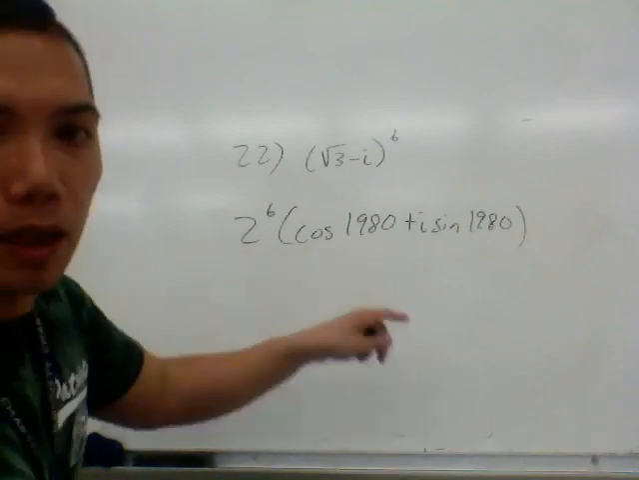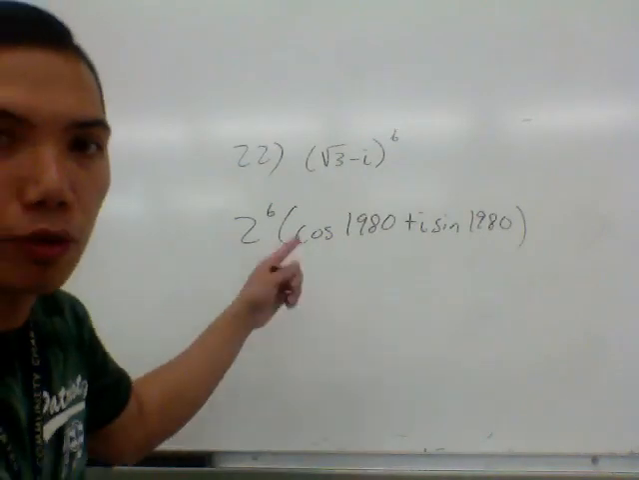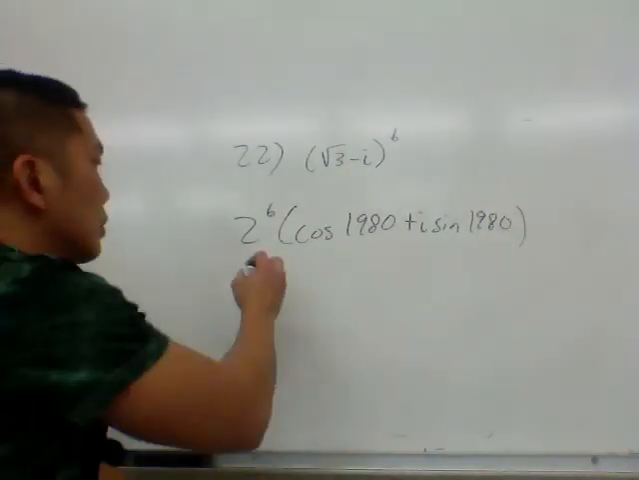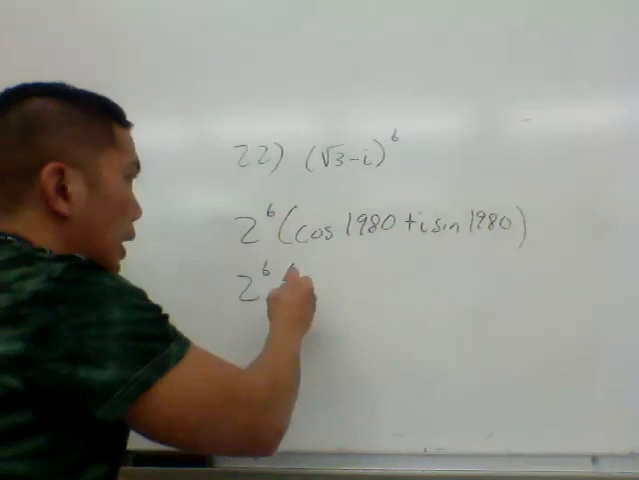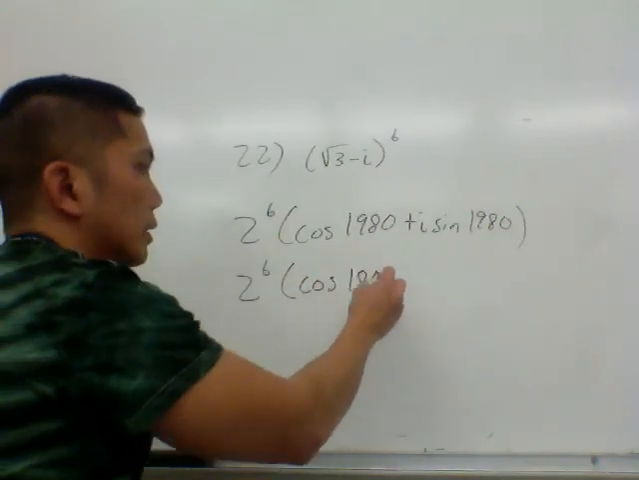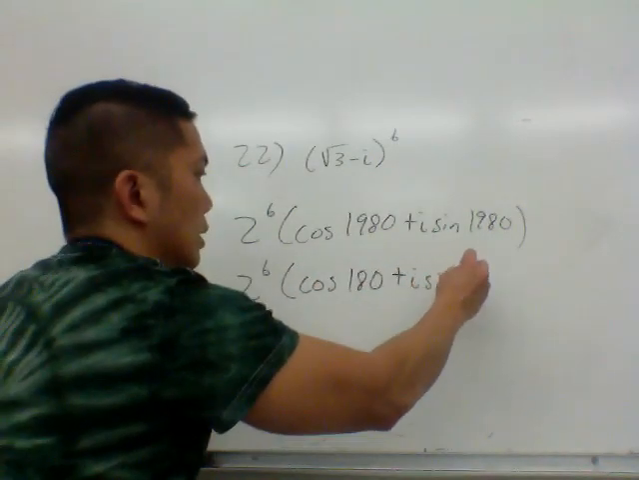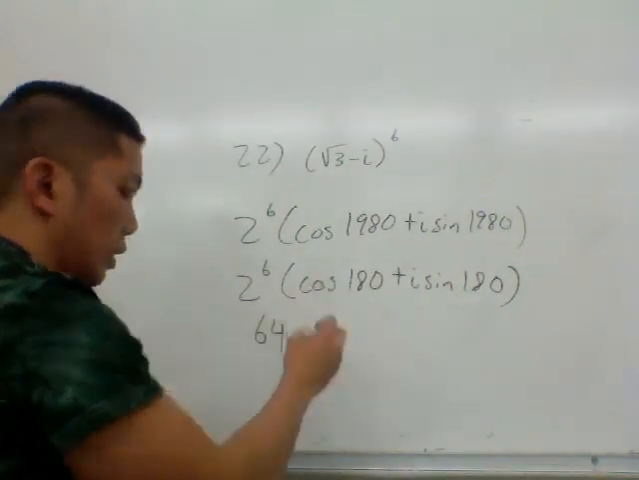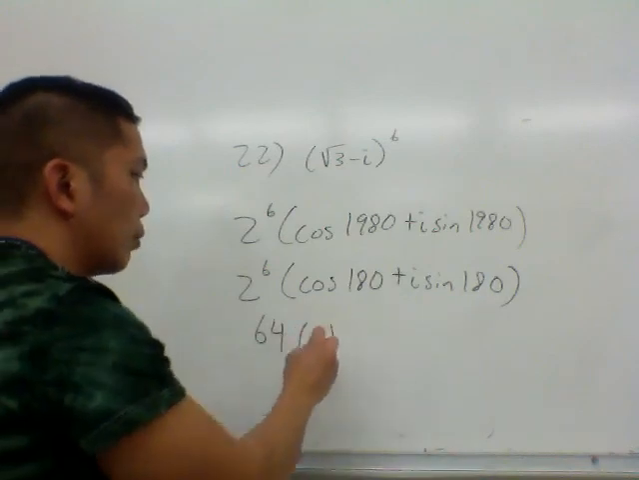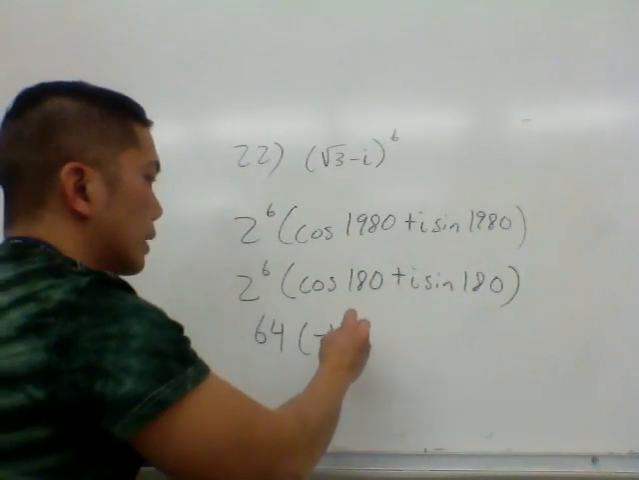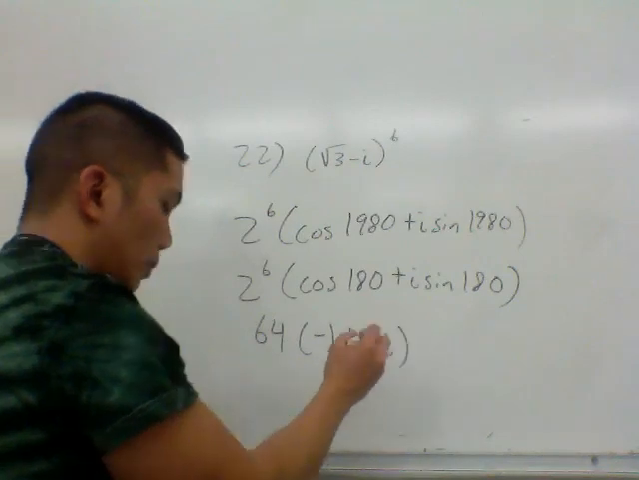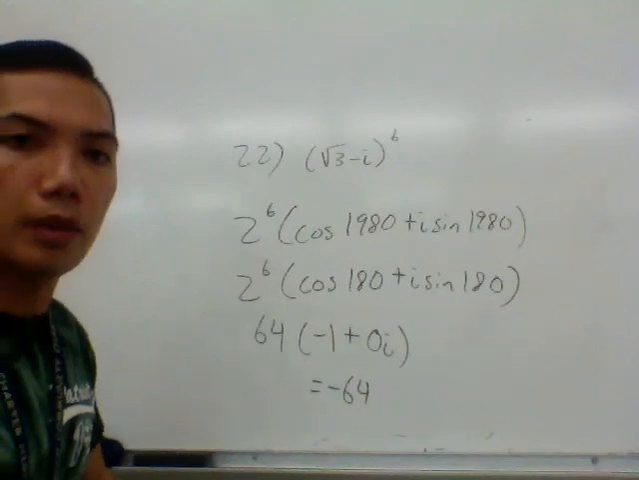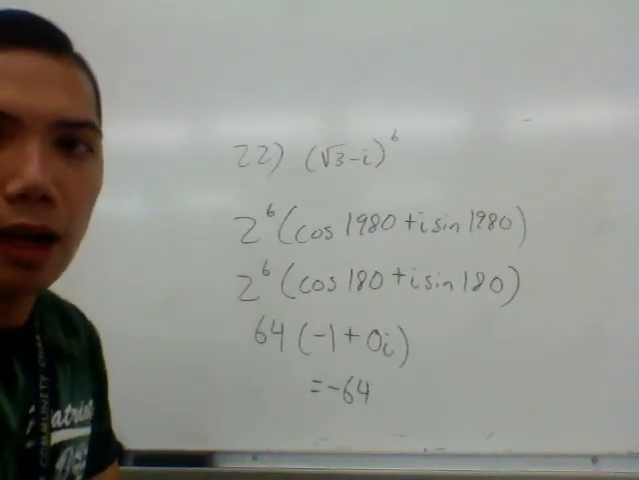Now, 1980 is a big number, but what we could do is keep subtracting 360 to figure out what this is between 0 and 2 pi. So this is 2 to the 6th, and it's actually cosine of 180. See, it becomes really nice. Okay, 2 to the 6th is 64. Cosine of 180 is negative 1, and the sine of 180 is 0. So my answer here is just negative 64. Okay, and that's all I have for now.